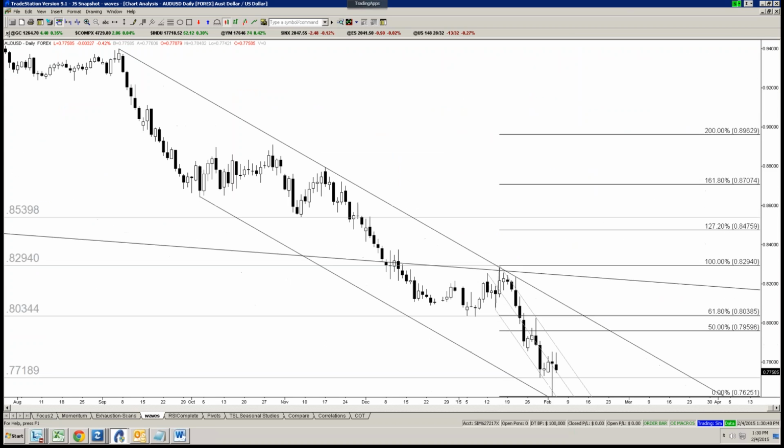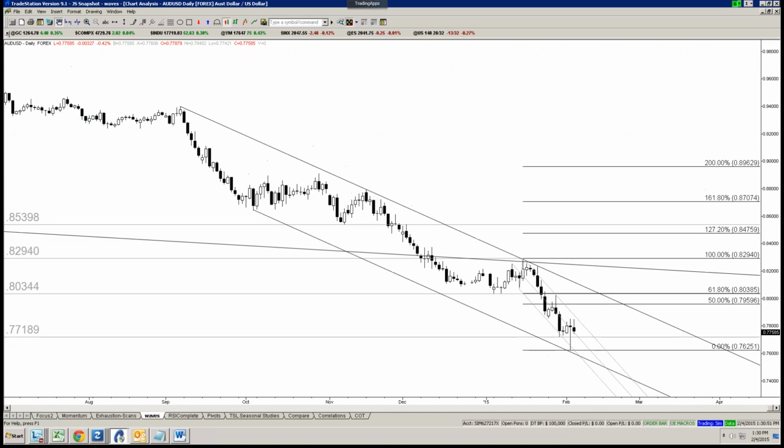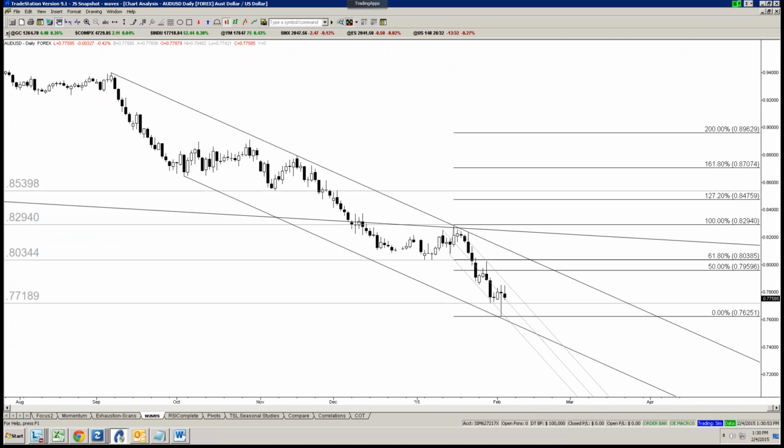Well, if we scroll out, this is the channel that seems to be working. This goes all the way back to the September highs, okay? And it could be that Aussie turns up and eventually gets back up towards mid-February. You've got the 80.40 area. But the whole fib level, let's put it that way, the 50 to 61.8 of the latest swing down is 79.60 to 80.40.